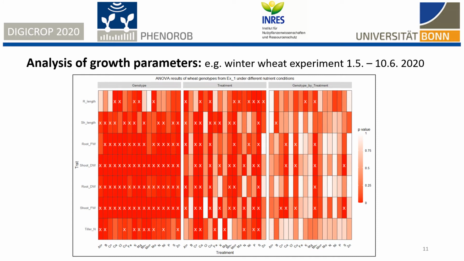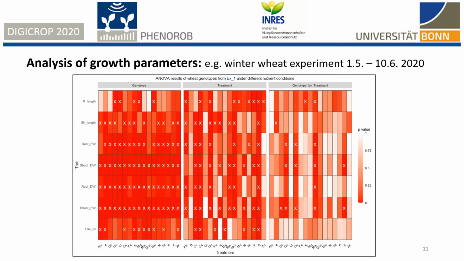The first column indicates the effect of nutrient imbalances on genotypes, and the second column shows the effect of each nutrient imbalance on these morphological traits compared to the control. The third column is the genotype by treatment interaction effect on those traits. The X sign indicates a significant variation at p less than 0.05.